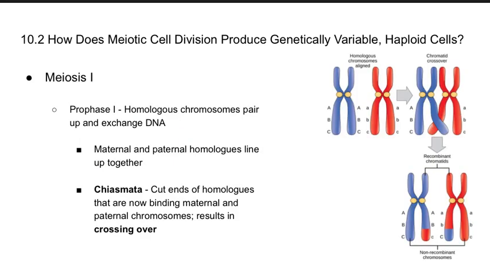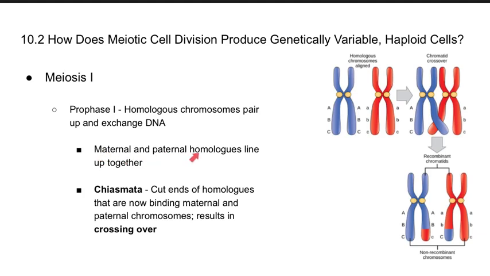Okay, in meiosis 1, you start with prophase 1. So in prophase 1, you have homologous chromosomes. They pair up and they exchange DNA. You get this phenomenon called crossing over, which we'll see here, which is a source of genetic variation.